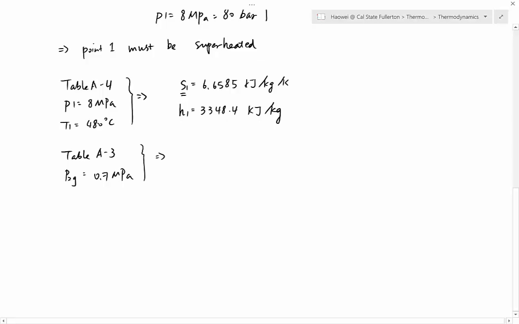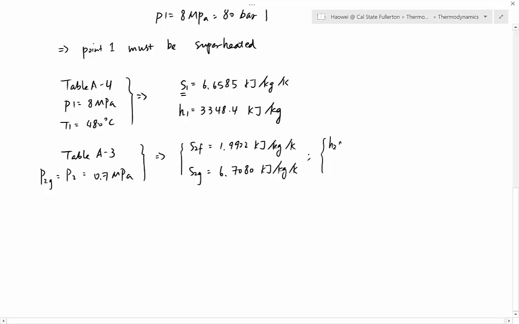And from here, we can find from the table S2F and S2G. S2F is 1.9922. P2G is equal to P2. And S2G is 6.7080. And then, just like I said, you want to always write down enthalpies. We write down H2F and H2G.